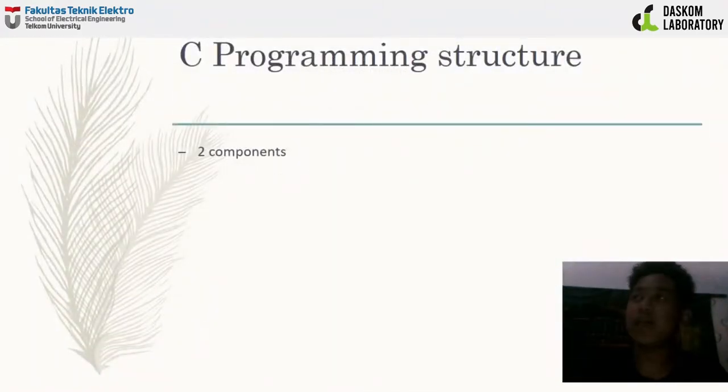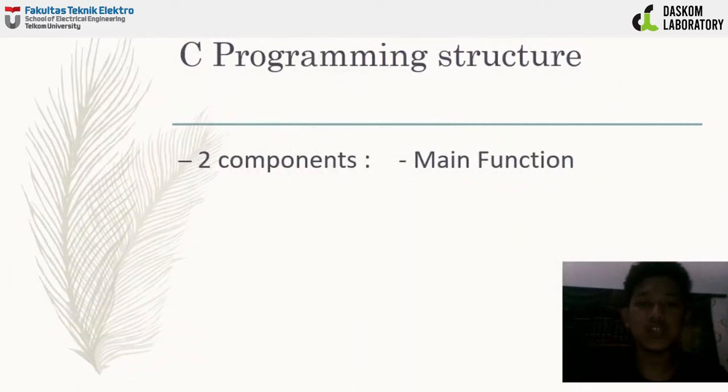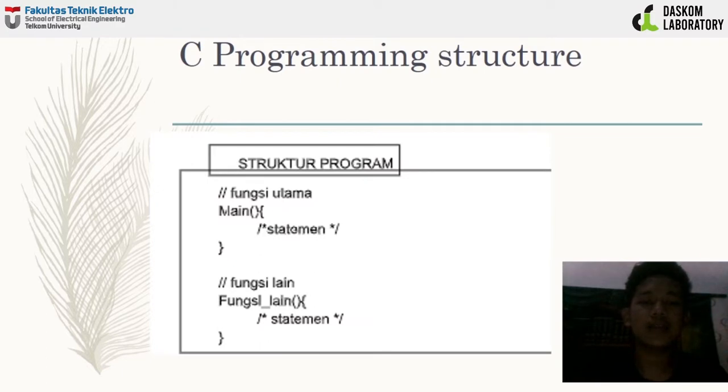The programming in C language has only two main structures, which are the main function and function. The main function's role is as the main control of the other functions, while the other functions' role is as a support for the main function so the program can work properly.